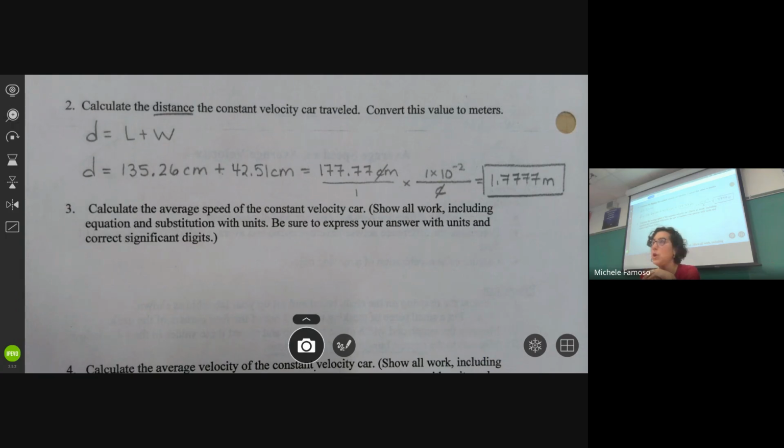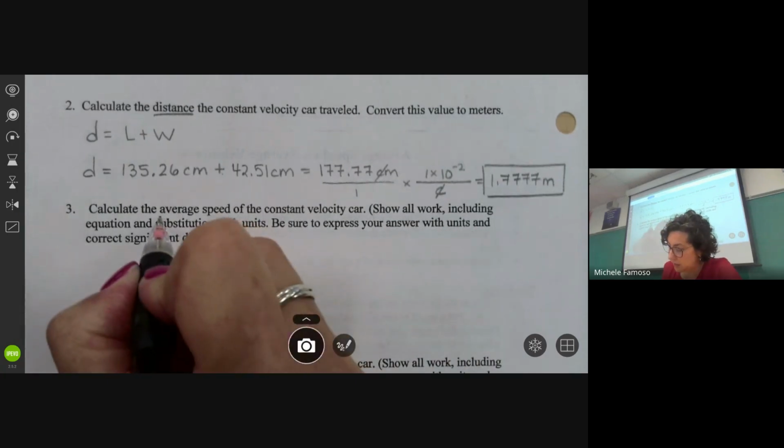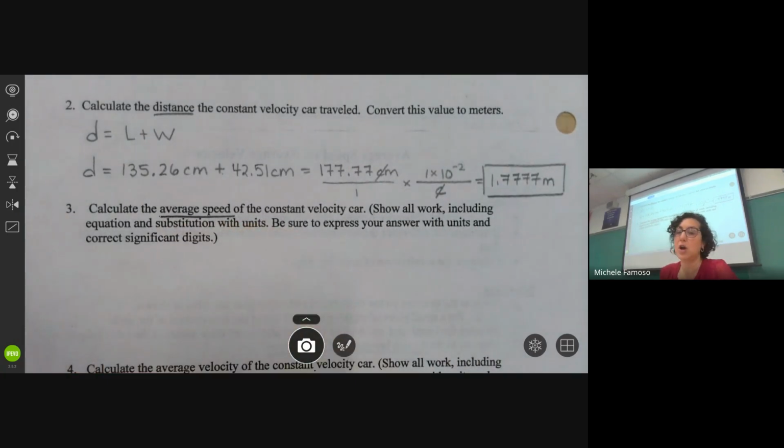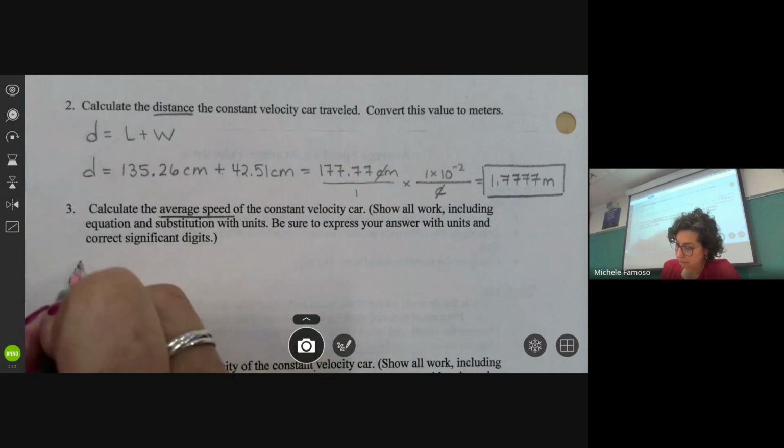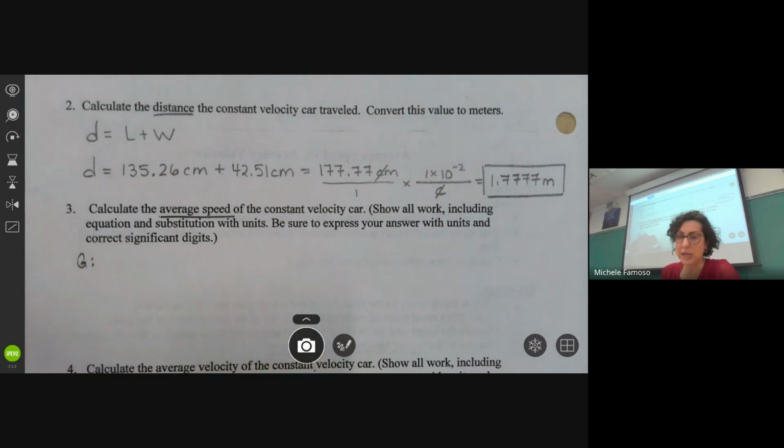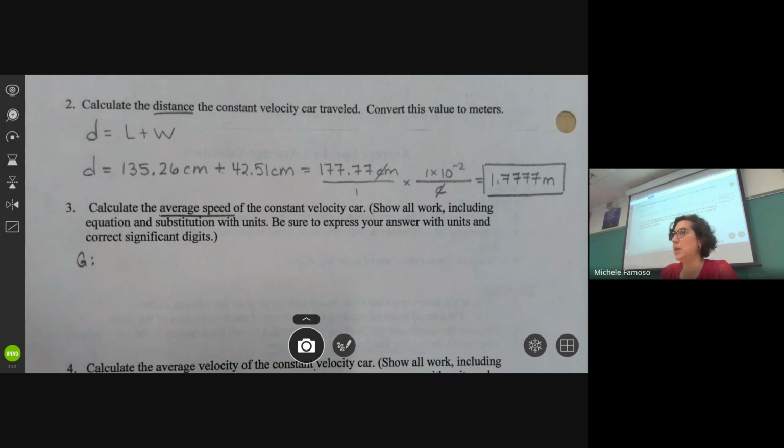Okay, we good? 3 and 4, we're going to use our GUESS method for. This way we can review how that's done for your test next period. Number 3 is asking you now to find the average speed of the car. What do you need to know in order to calculate an average speed? Your reference table should help you with this, right? It's all on your reference table.